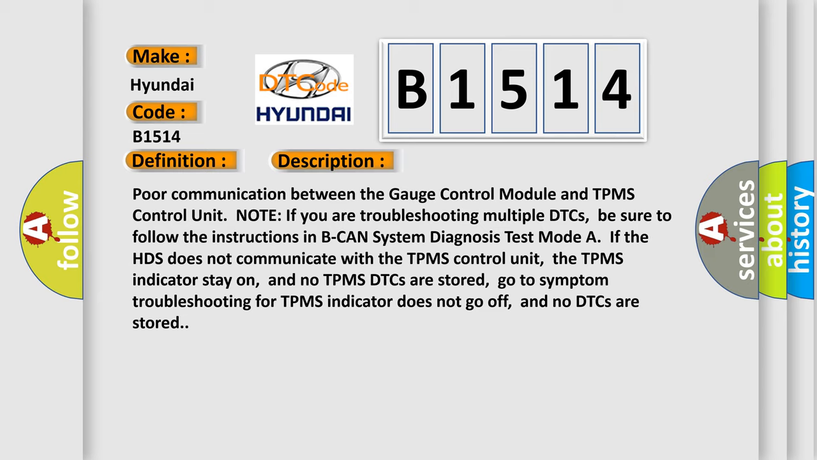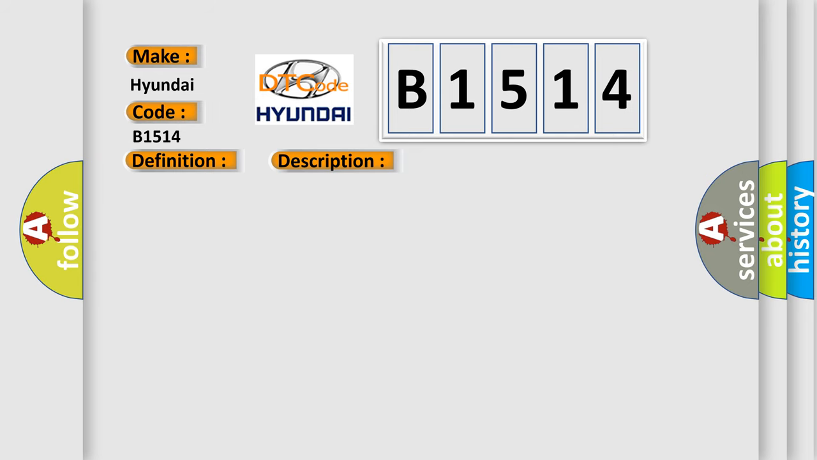Note, if you are troubleshooting multiple DTCs, be sure to follow the instructions in BCAN system diagnosis test mode. If the HDS does not communicate with the TPMS control unit, the TPMS indicator stays on, and no TPMS DTCs are stored. Go to symptom troubleshooting for TPMS indicator does not go off, and no DTCs are stored.